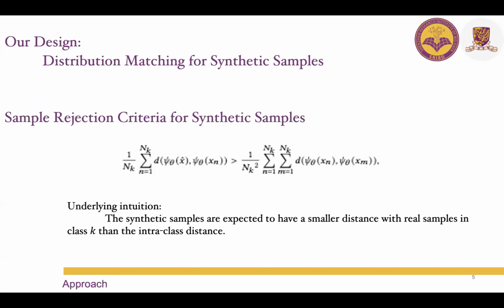An important part of our method is the sample rejection criteria. We reject synthetic samples that don't adhere to the underlying distribution. Synthetic samples should be closer to real samples of the same class than the average distance between real samples within that class. This step further refines the quality of our synthetic data.